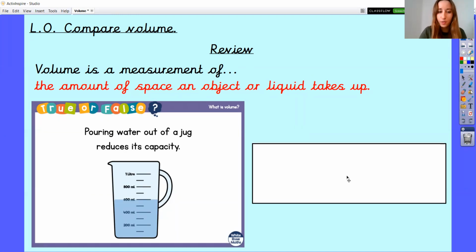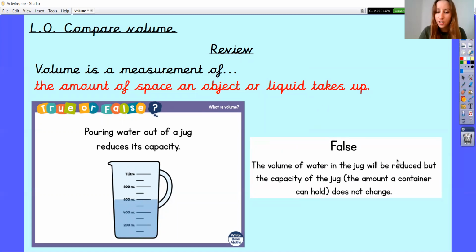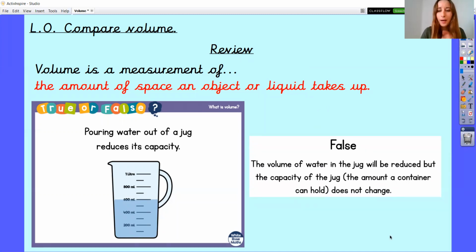So, true or false, pouring water out of a jug reduces its capacity. That is actually false. The capacity of the jug is going to stay the same, because if you remember from yesterday, capacity means how much water that jug can hold. How much can you fit in it? Now, I can fit in a litre, or it looks like I can fit in a little bit more than a litre. That's not going to change. The amount of space in my jug is not going to change.